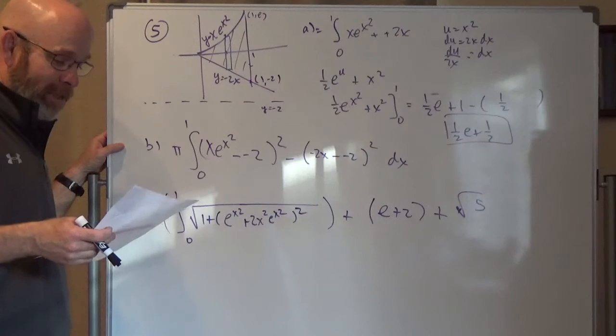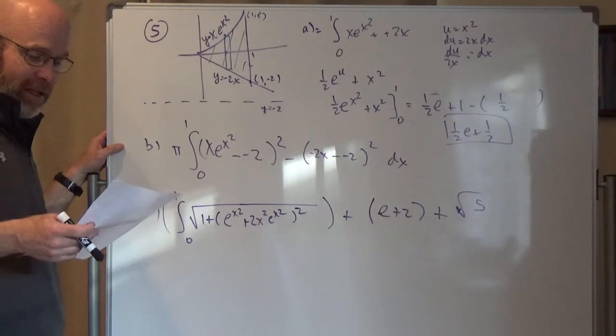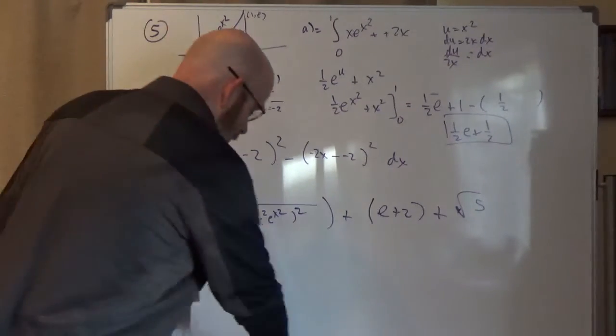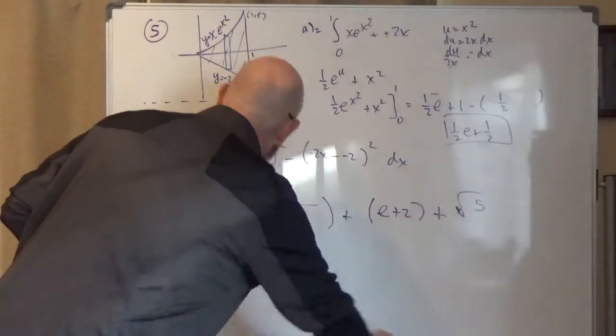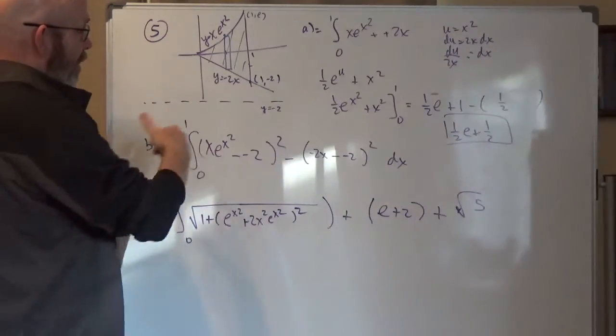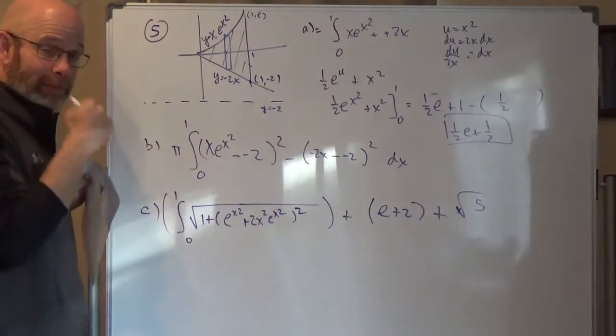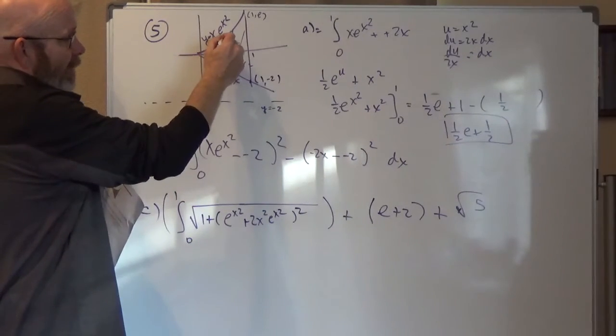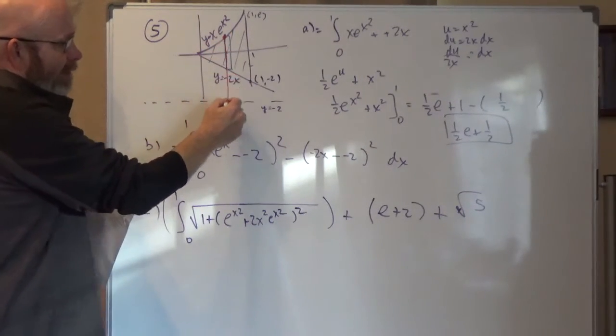Second question says, write, but don't evaluate, an integral expression that gives the volume of the solid when we revolve it around y equals negative 2. So that's down here. So this is going to be a washer method, pi, times the outside radius, which goes from that point of the rectangle all the way down to there.